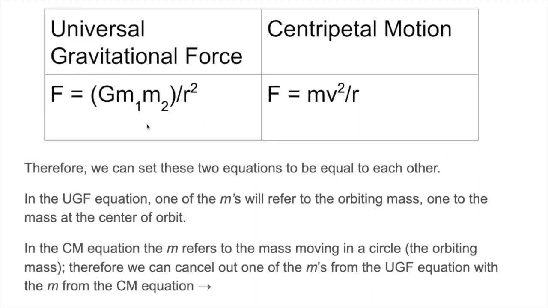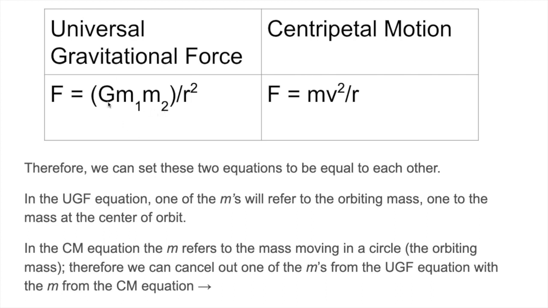So on the left-hand side up here, we have the universal gravitational force formula. And on the right-hand side, we have the centripetal motion formula. And since in this example of an object in orbit, it's gravity that's causing the centripetal motion, these two forces are identical to each other. So we can relate the equations with just a few little comments.